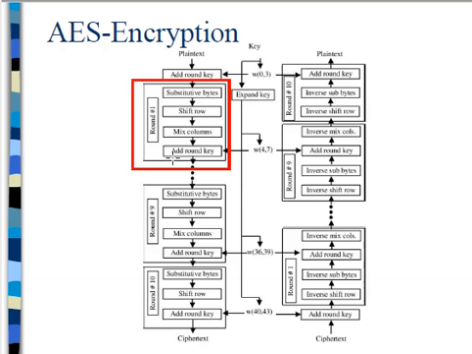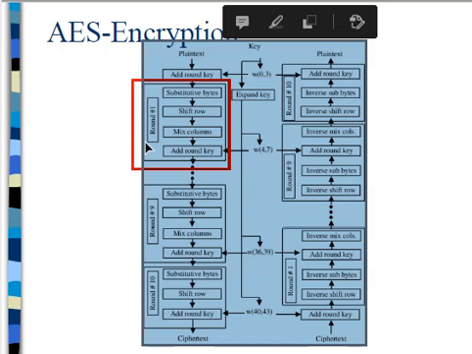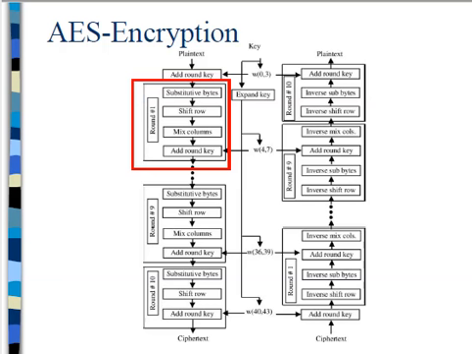As you can see, the only step that involves the subkey is add round key. In this step only we use our subkey, but for the other steps we don't need any keys. They are keyless. Okay?